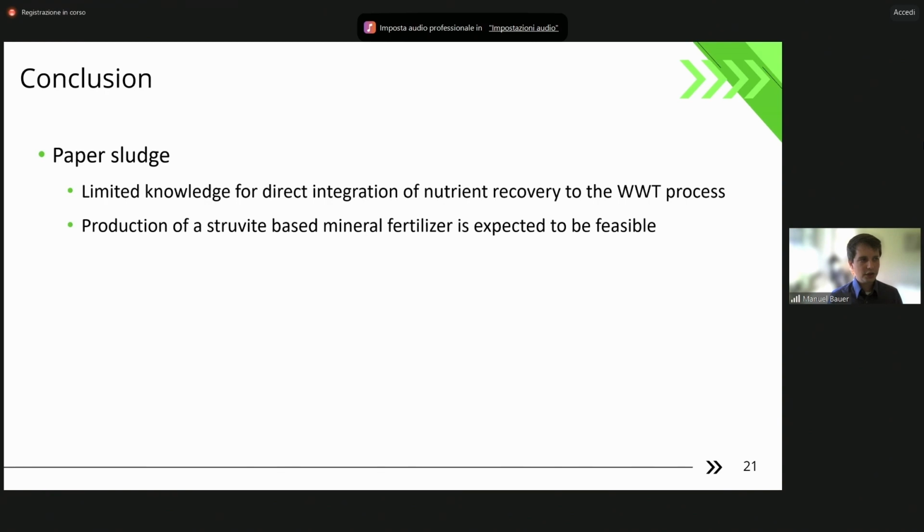For paper sludge, we also have limited knowledge on the direct integration of the nutrient recovery into the wastewater treatment process. This just has to be researched. And we think the production of struvite-based mineral fertilizer is, or can be, feasible for this biomass.